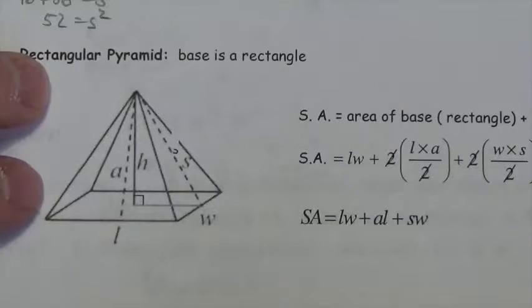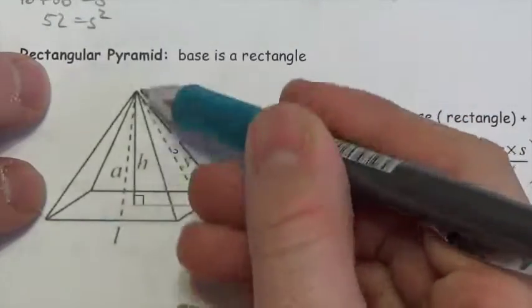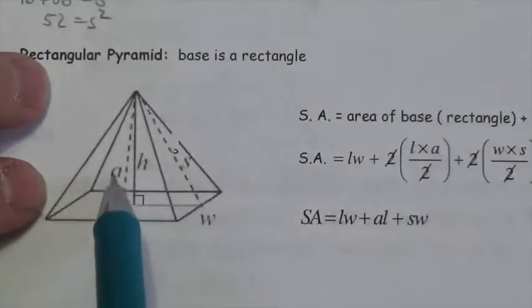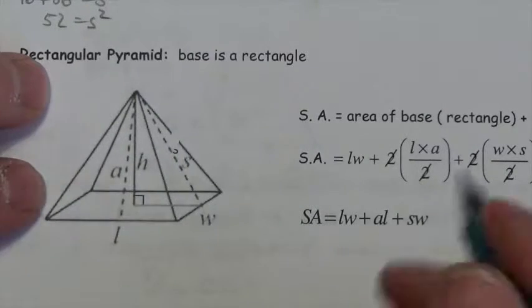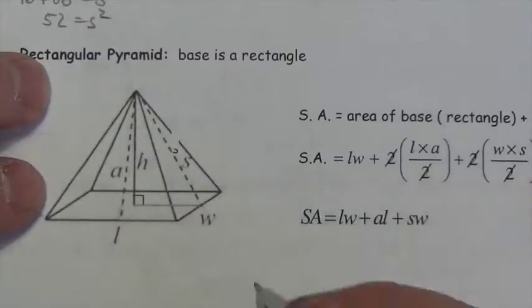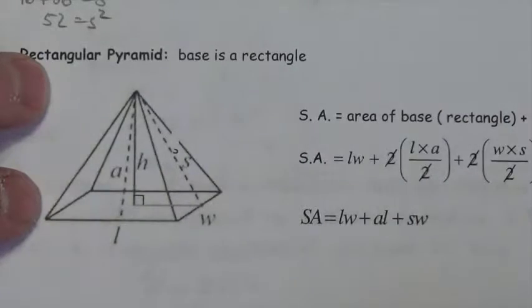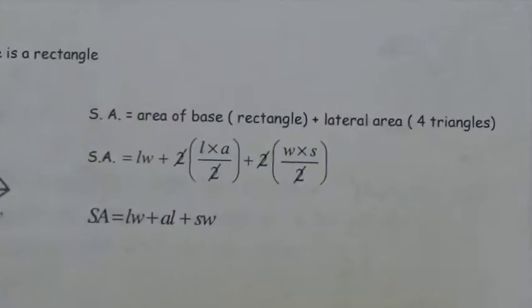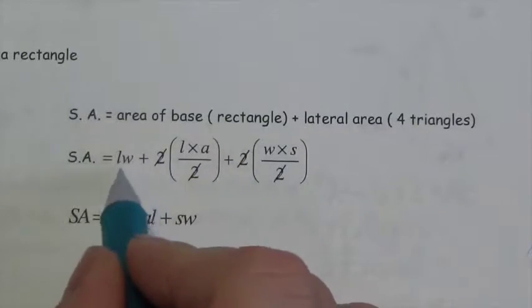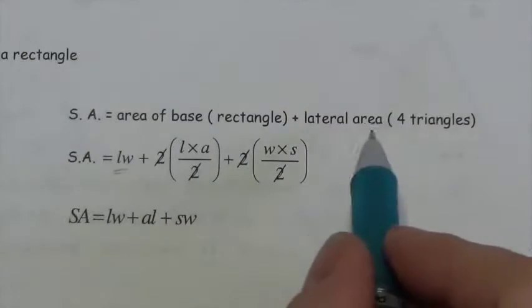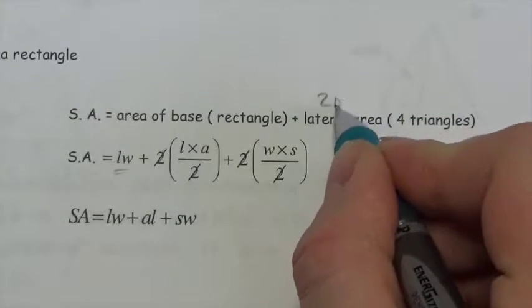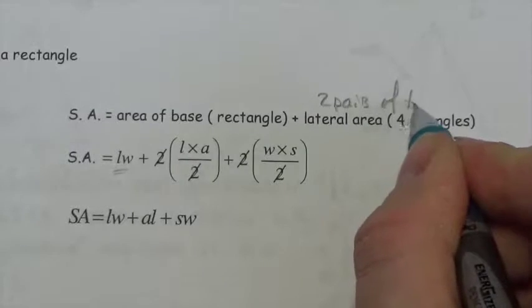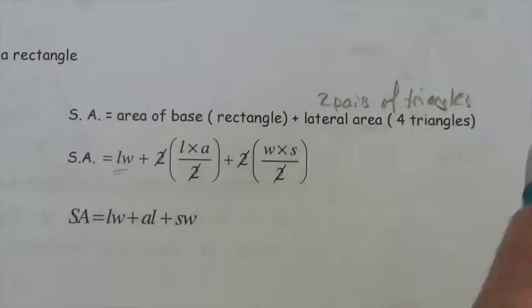Now, the other thing that's different about the triangles here is that the slant height over here will be different than the slant height right there. And you can see we're using two different variables here. We're using A for the slant height of this one and S for the slant height of this one right there. And those will be different because that base is a rectangle. So the surface area is going to be the area of the base, the rectangle. That's just going to be length times width. No big surprise there. Then it's going to be the lateral area of the 4 triangles, which maybe should be written as 2 pairs of triangles, because that's really what we've got here.